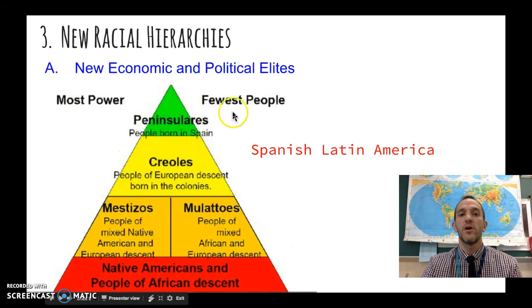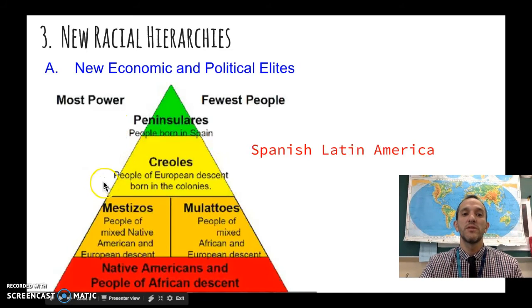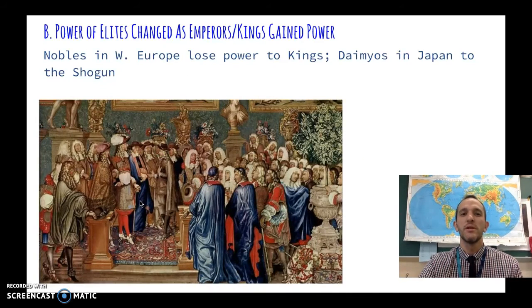If you are a peninsulare, you can run the government. You are the only group who can be in the government, so you have tremendous political power. You become the political elite. The Creoles, who have the same bloodline as you, they are full-blooded Spanish, but they were born in the Americas, cannot work in the government at all. They can only work for the military. So there's going to be a little dissension that arises between this peninsulare group and the Creole group, and the only difference between the two is where they are born. And that's going to come up later with the revolutions.